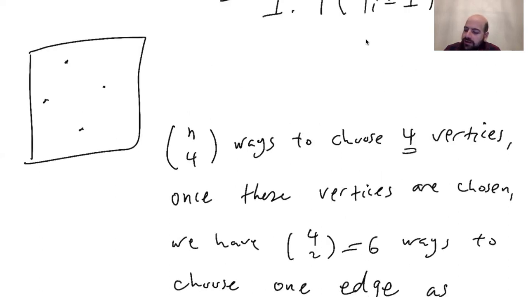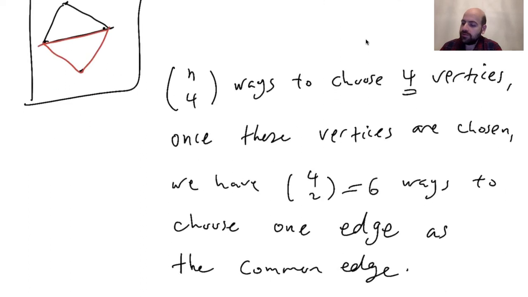So let's say this is, for example, my common edge. Then I'm going to have this one as one triangle, and this one as another triangle. So these are the ways for choosing 4 vertices, and then choosing the common edge.